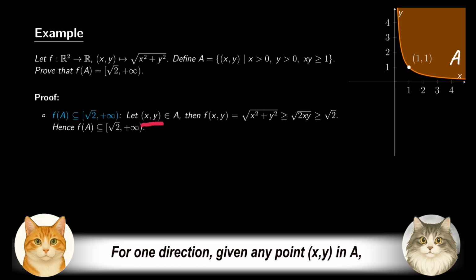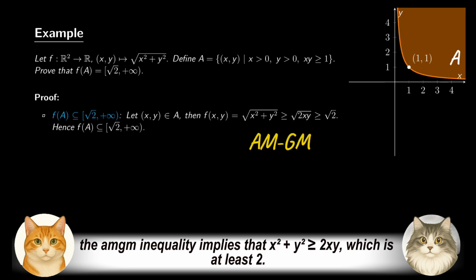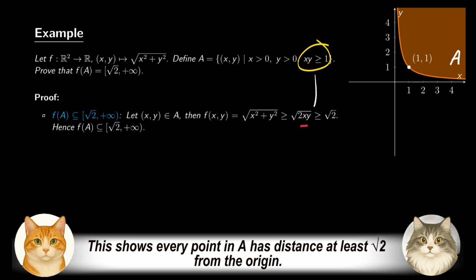For one direction, given any point (x, y) in A, the AM-GM inequality implies that x squared plus y squared is greater than or equal to 2xy, which is at least 2. This shows every point in A has distance at least square root of 2 from the origin.